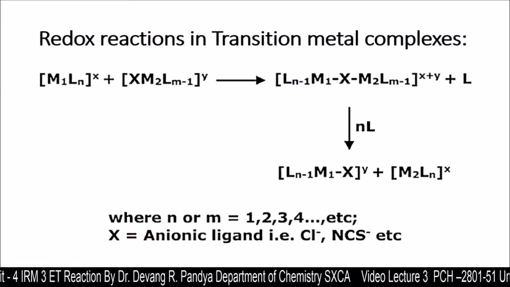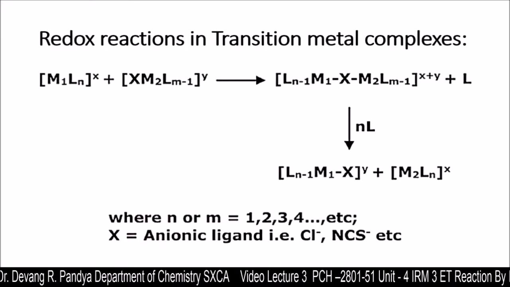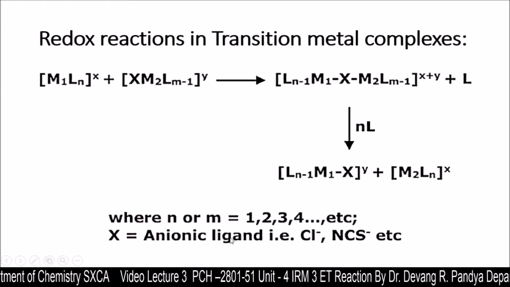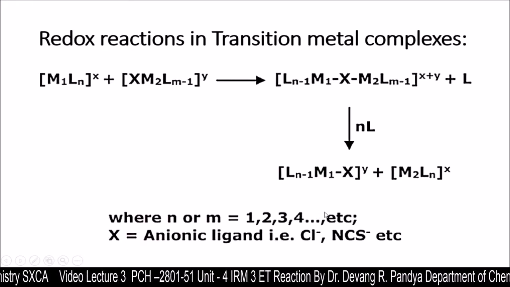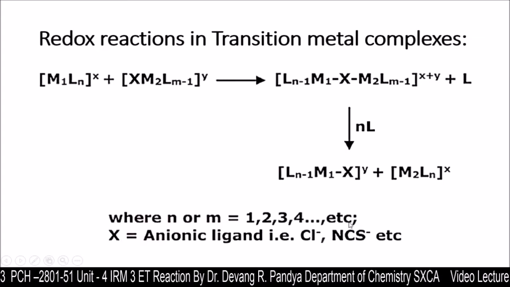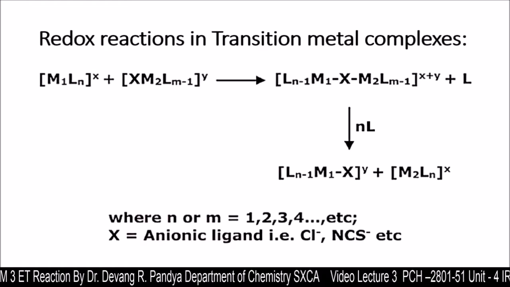In outer sphere there is no change in the coordinating sphere. Here you can see a noticeable change in the coordination sphere, and X will be any anionic ligand. Mostly chloride acts as a bridging ligand, thiocyanate acts as a bridging ligand, and we can use many other ligands as well. So this is a common reaction for inner sphere.